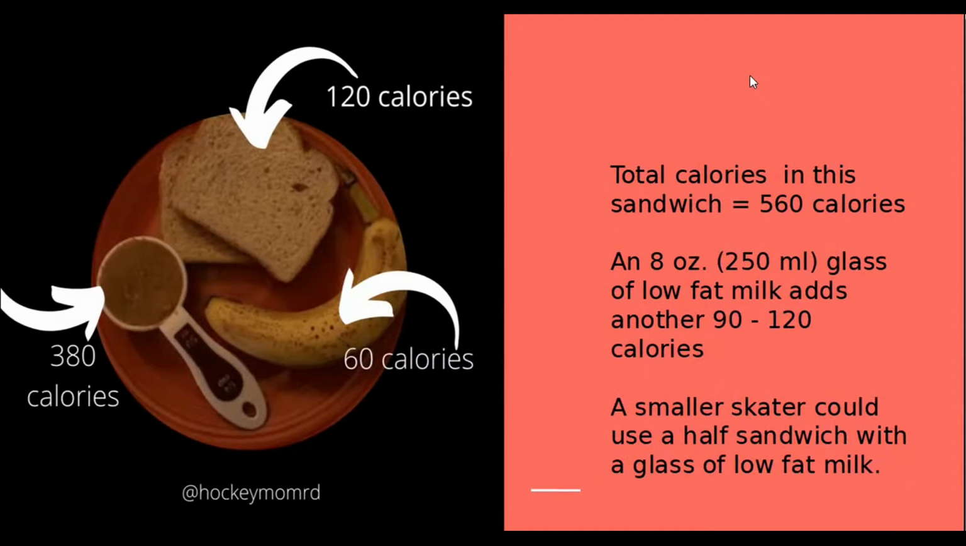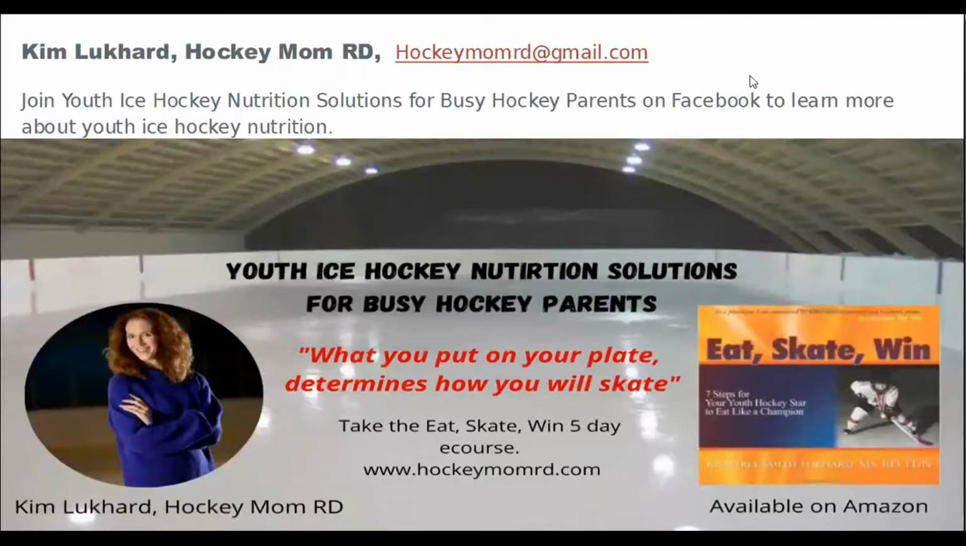This would be a great sandwich for a larger skater, say 14 and older, maybe 13. If you have a smaller skater and they like this combination in their sandwich, you could try half a sandwich, also with a glass of milk, which would bring the total calories for that meal for the smaller skater to under 400 calories.